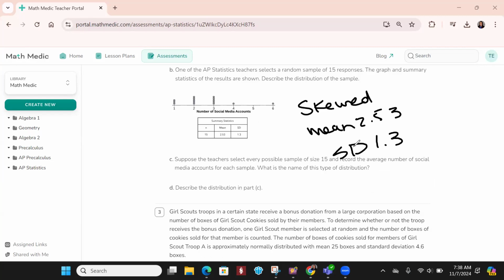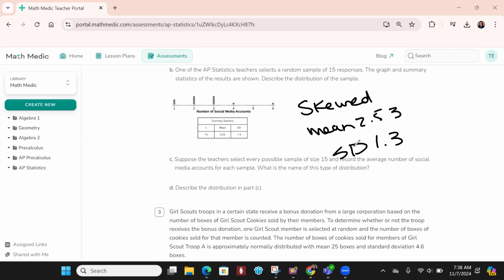Okay. Again, putting it in terms of, hey, this is how many social media accounts they have with the 15 students that we pulled. We're okay? Okay. All right.